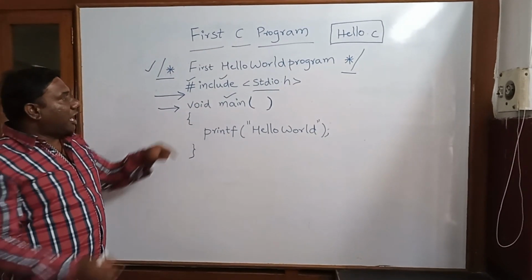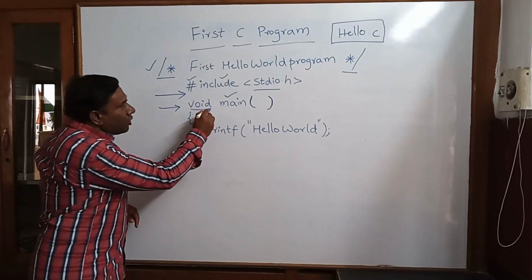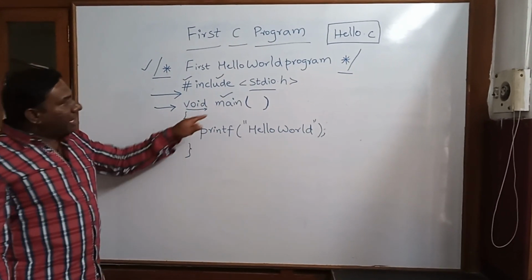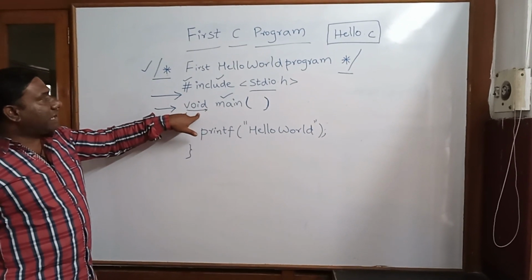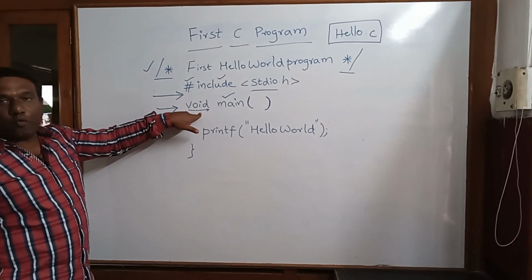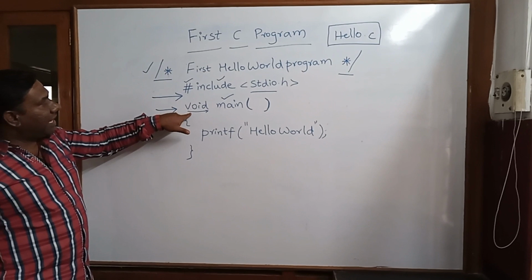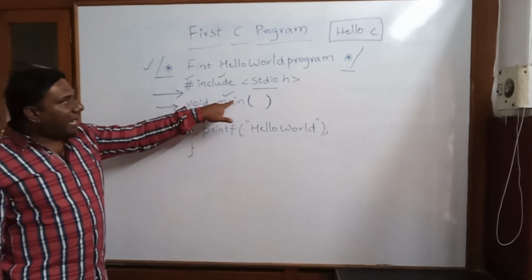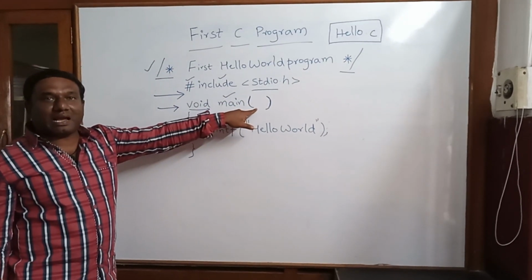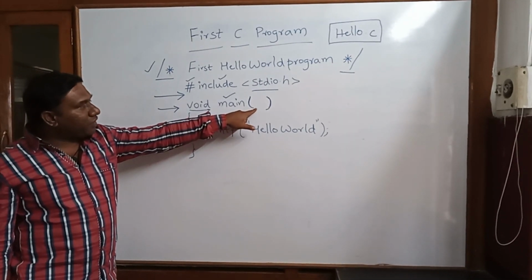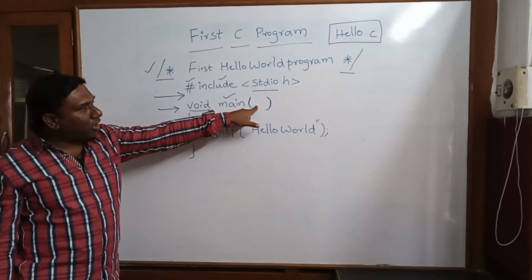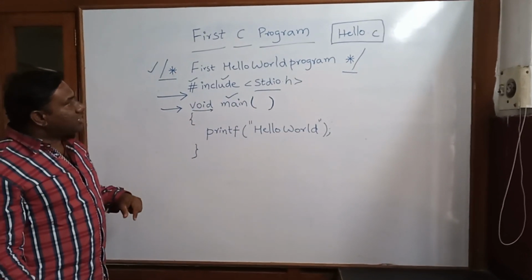From this statement, it will start executing your program. And void is a keyword in C. If your main function, or any function, is not returning any type, we write the keyword void. That is the reason we have declared it as void main, and the main function is not taking any arguments. So we are not giving any command line arguments.